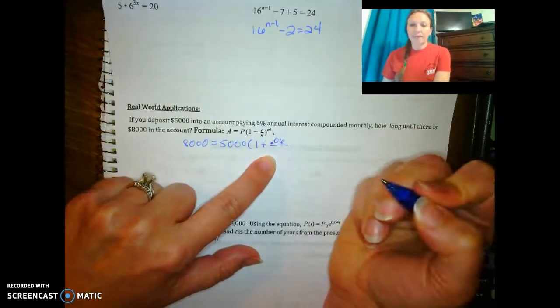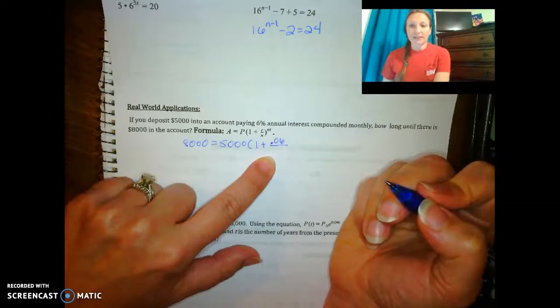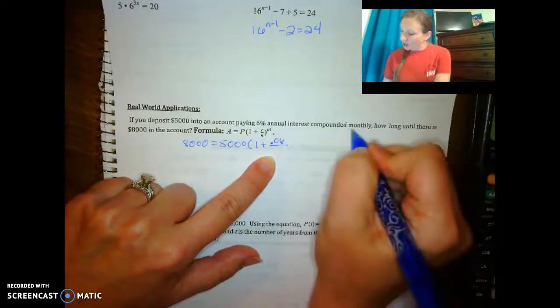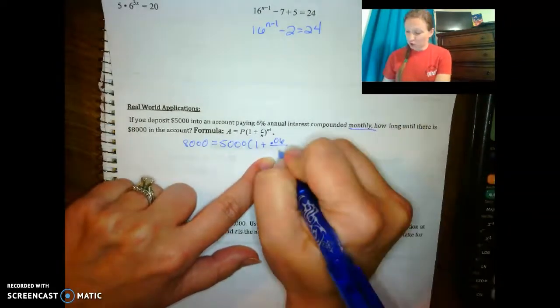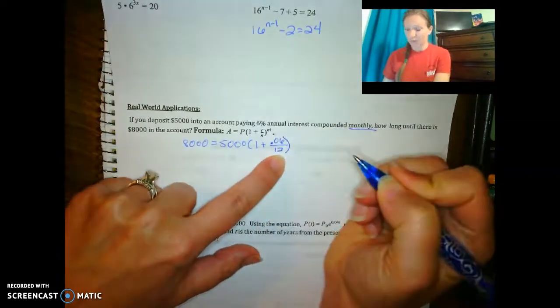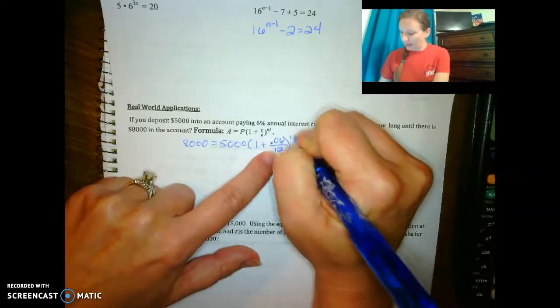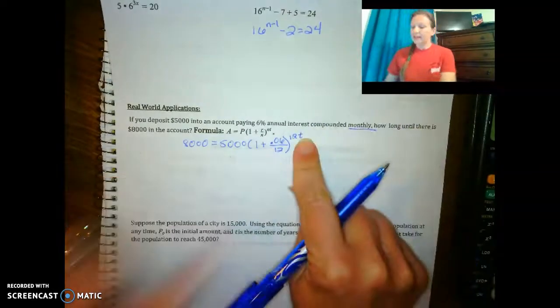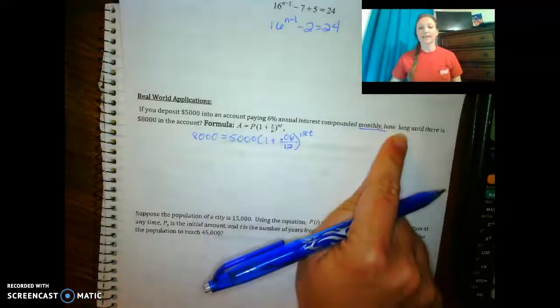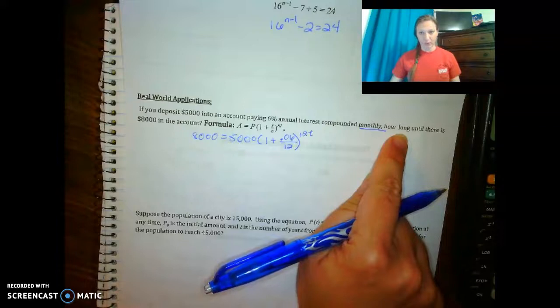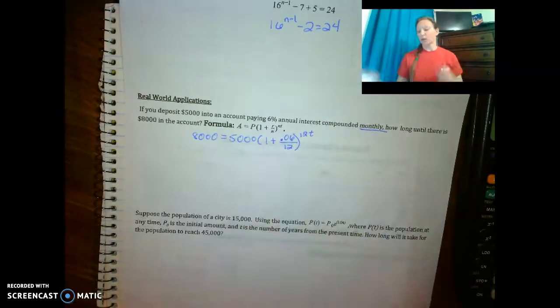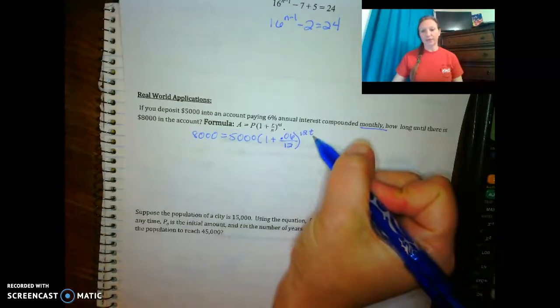N is the number of times that it is compounded in 1 year. Since it is compounded monthly, that means it happens 12 times in 1 year. So I'm going to plug in 12 here and here. T is our time, and since it's asking how long, that is what we are solving for. So now we are going to use our algebra skills to unravel this equation. Our goal is to solve for T.